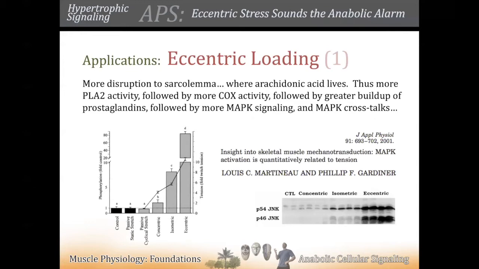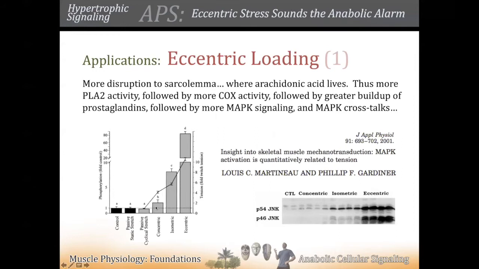You know what MAPK is: ERK, MAPK, RSK. That parallel road to PI3K, with crosstalk and convergence at the downstream targets. But MAPK activation, eccentric loading, that's what's doing it, right? Isometric, sure, a little bit. Concentric, I don't know how much is going on there, right?